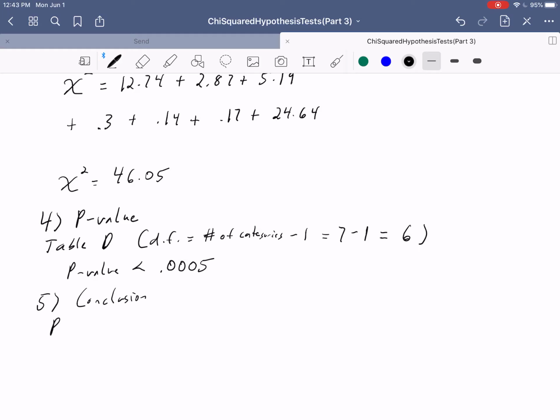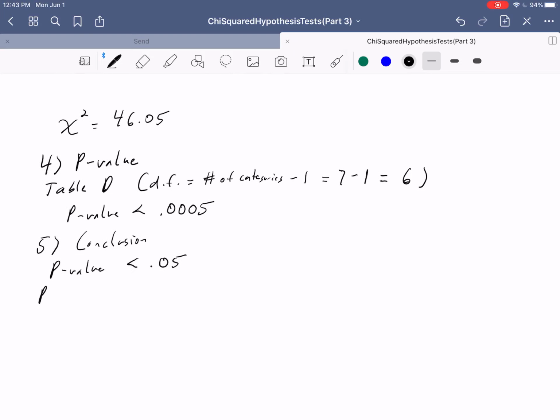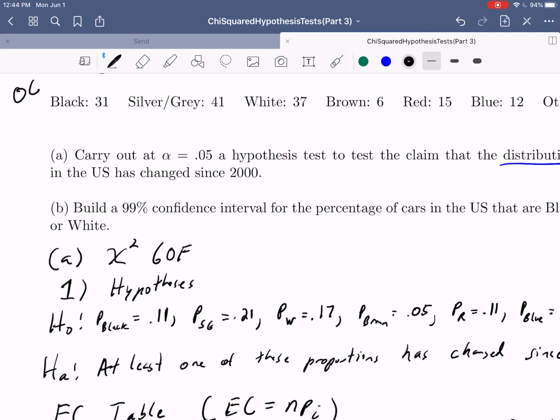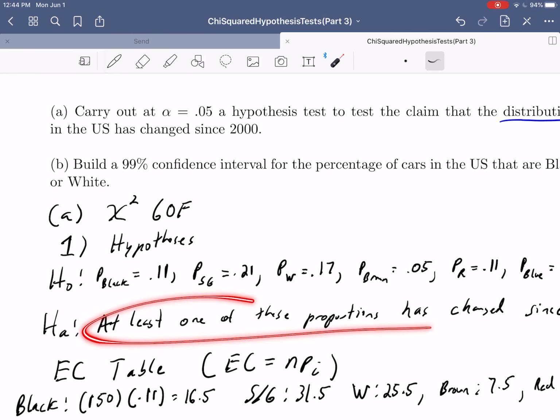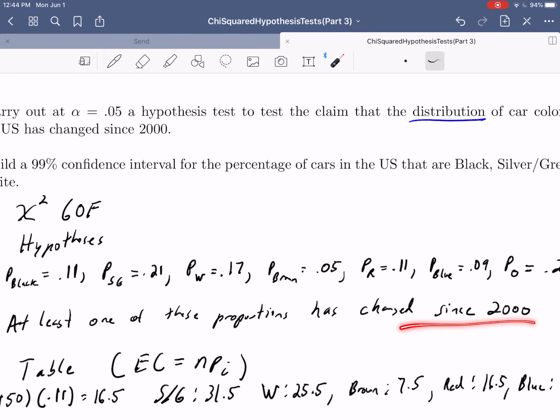All right, we're ready then to make our conclusion. Our p-value, which is really, really small, less than 0.0005, is certainly less than 0.05. So we are comfortable with the conclusion of reject H0, which means we did successfully find evidence. So we'd say significant evidence that... Well, what was our claim? If we look back, our claim was that at least one of these proportions has changed since 2000.